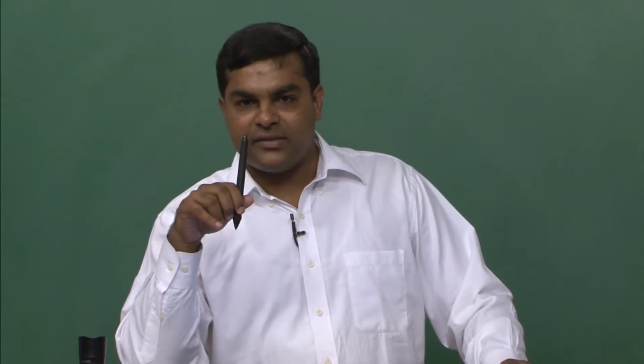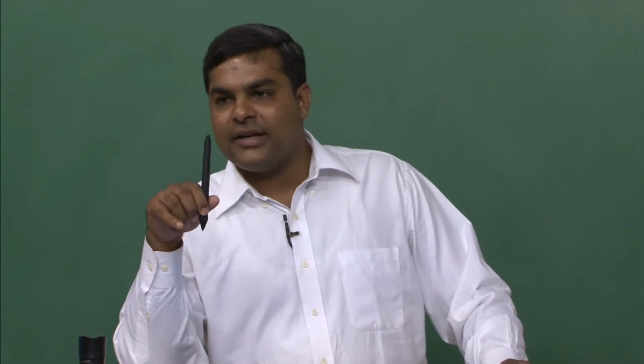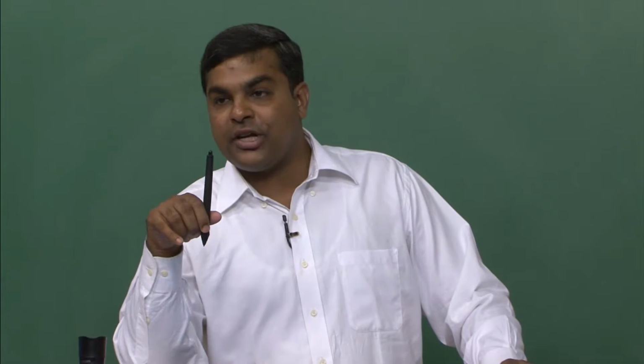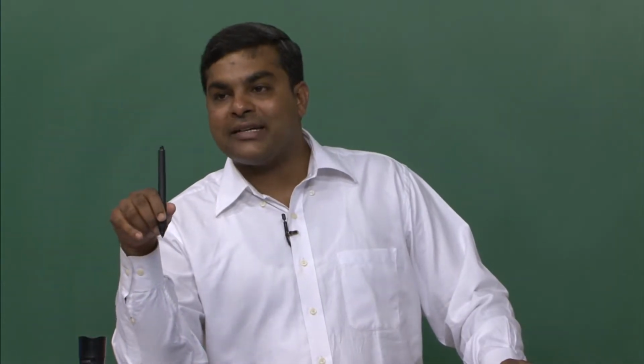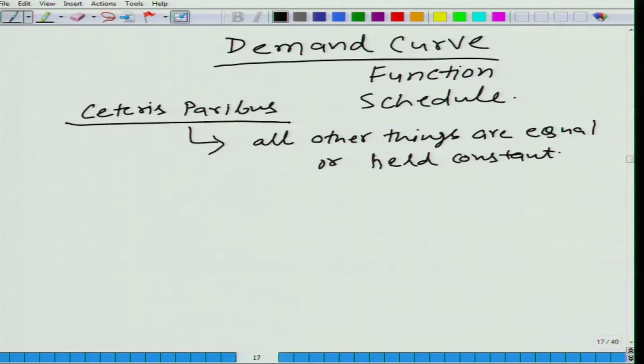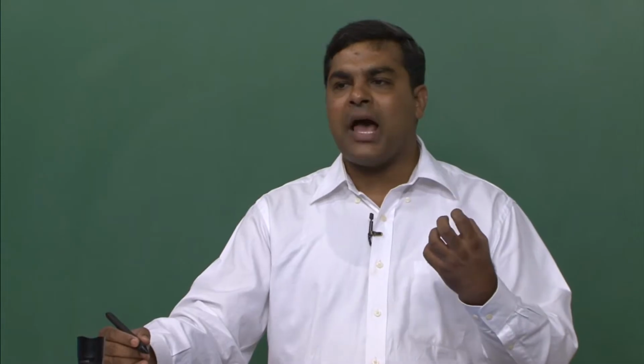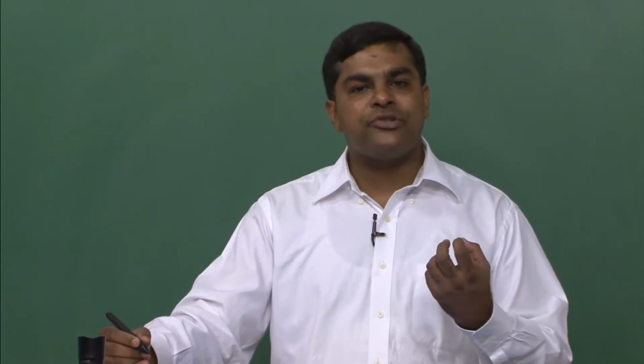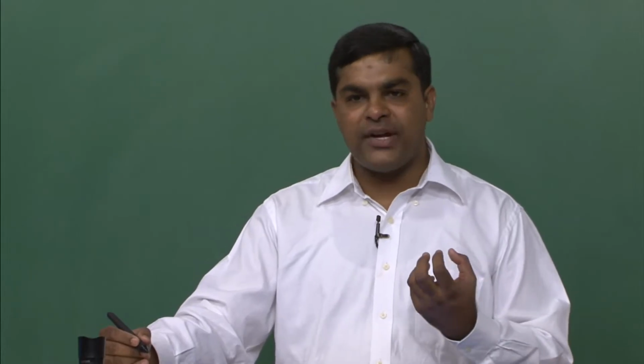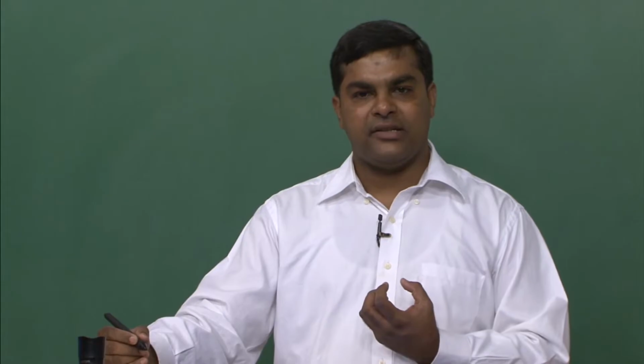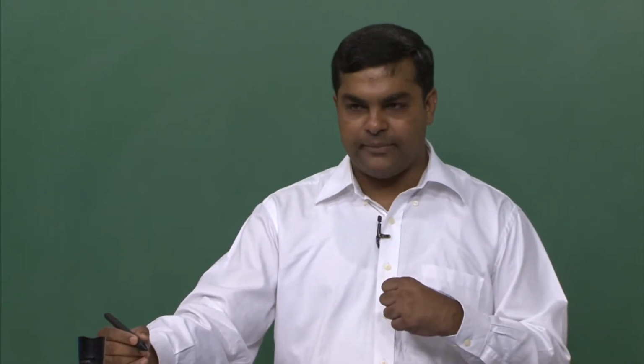Like in physics, in 11th, 12th, if you have studied physics, when you talk about the law of motion, you assume that friction is absent. It's never absent, but you assume it out. So here we will assume that all other things are held constant. This is a modeling technique, because whenever you want to study a phenomenon, we have to abstract from reality, because reality is very, very complex. It's very difficult to get some result from reality. So for clarity, we abstract from reality.